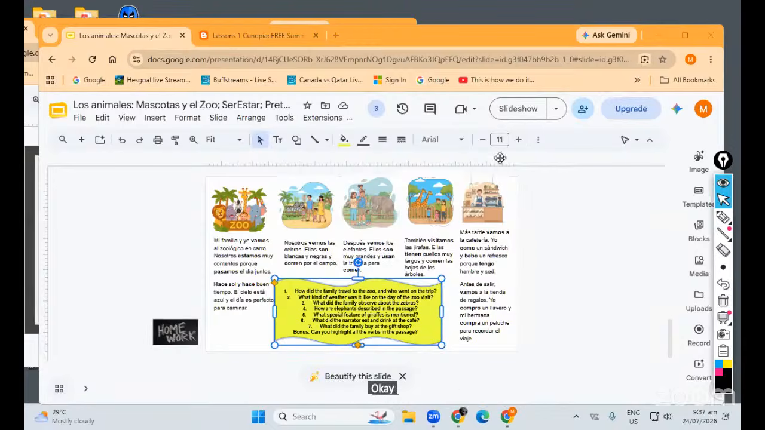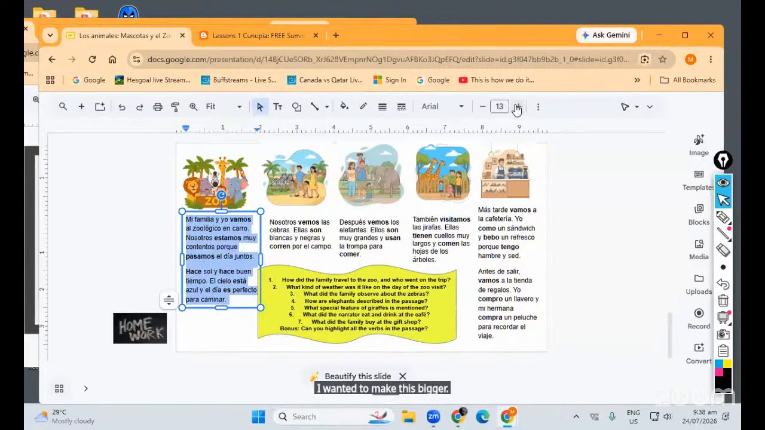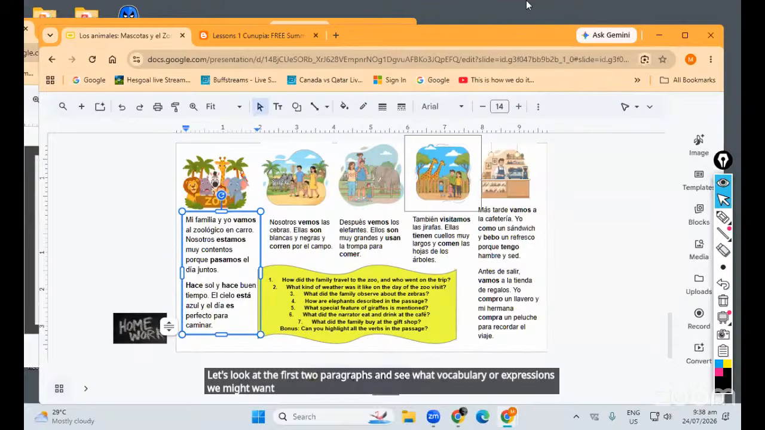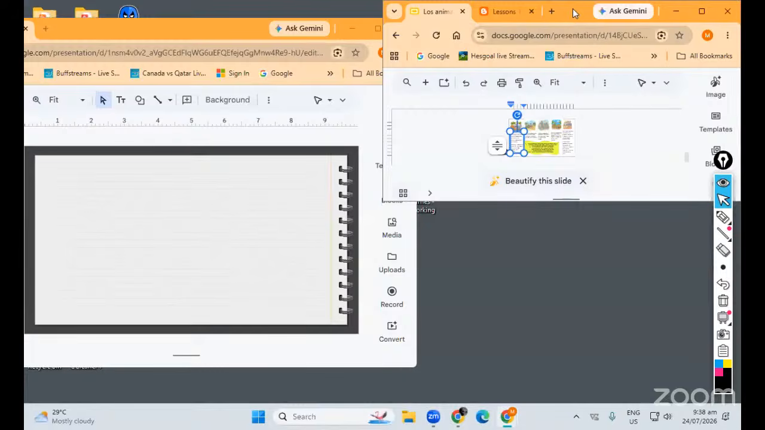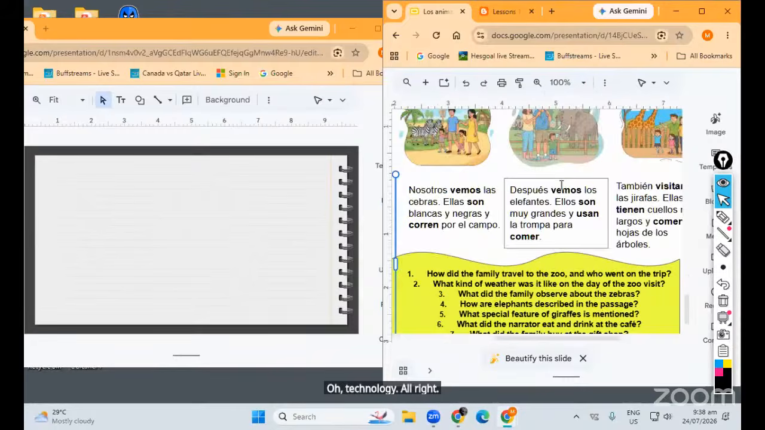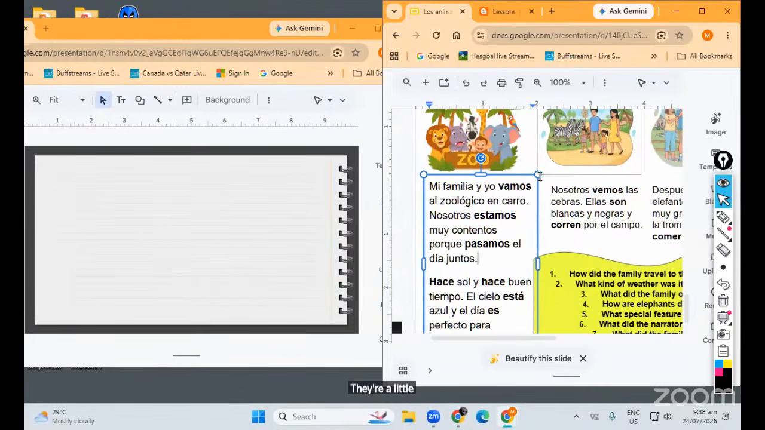Okay, so I want to make this bigger a bit. Everybody can see it. Let's look at the first two paragraphs and see what vocabulary or expressions we might want from here. Oh, technology. All right. Right. It's a little bigger. We could look at it a little easier, right?